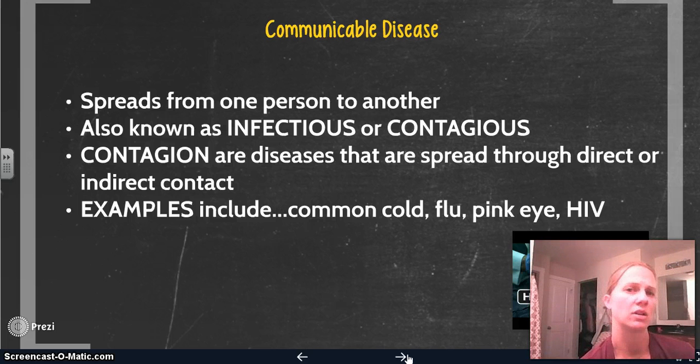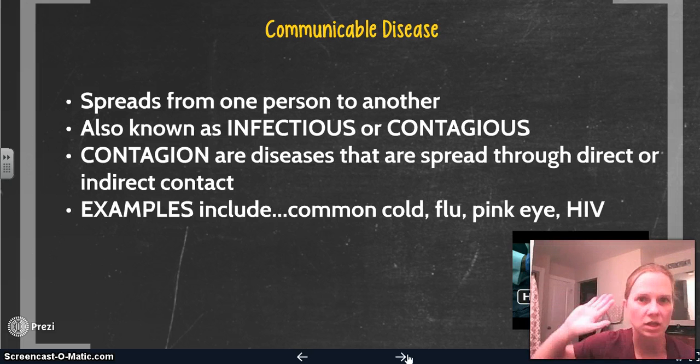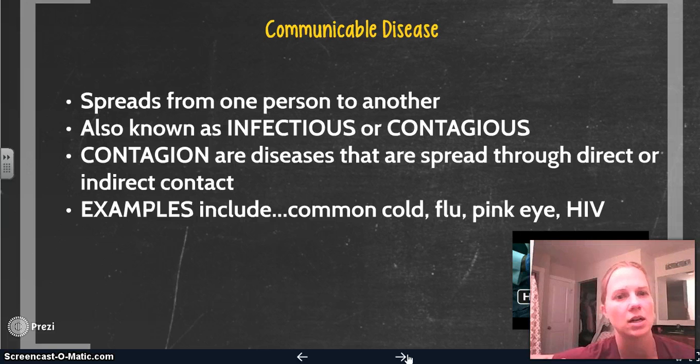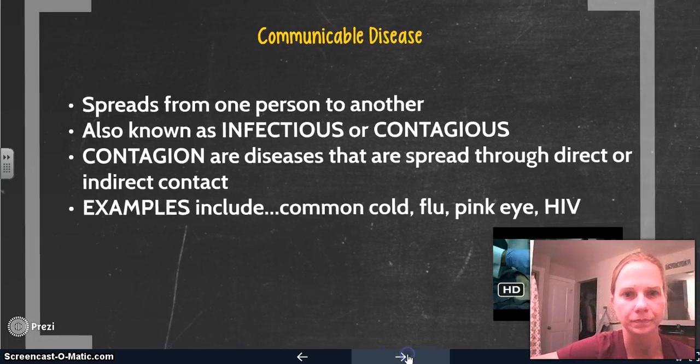When we think of direct or indirect contact, it's like if I wipe my nose and high five somebody, that's direct contact. Indirect contact might be if I wipe my nose and then I touch a doorknob, and an hour later somebody comes by and touches that doorknob. So it's not like I high five the person, but I've transmitted the disease to them.